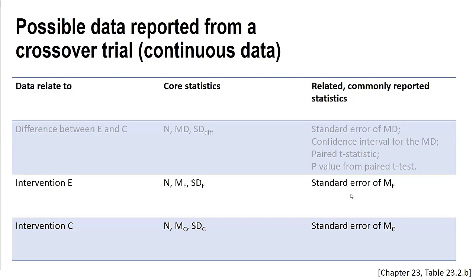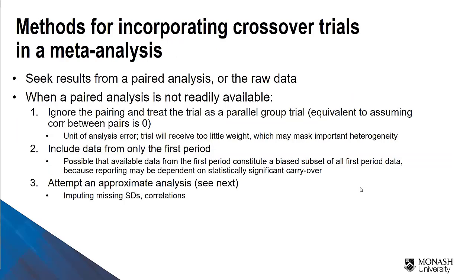But what we often will see looking at these trials is that the summary statistics are reported separately by the experimental and the control group. So we have the sample size, the mean in the experimental group, and the standard deviation of observations while the participants were on the experimental treatment, and those same statistics reported for the control group. It might be that we also have the standard error of the means reported. So what do we do in this circumstance?